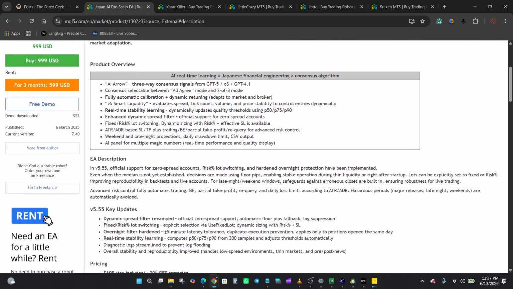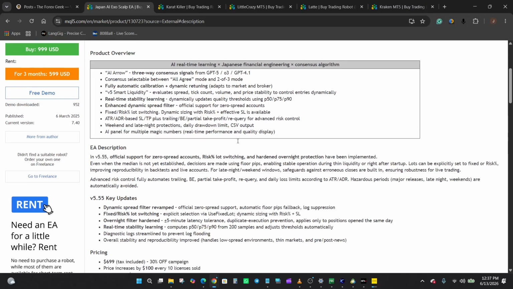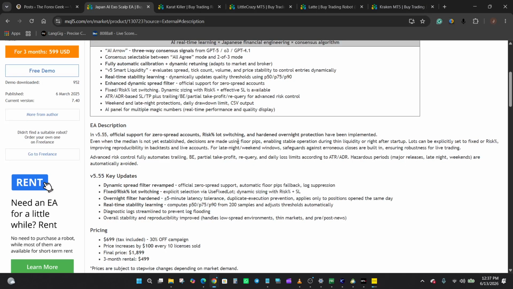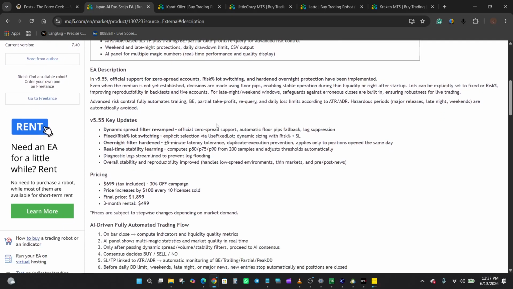The system also includes protective controls such as spread filtering, overnight and weekend protection, and daily drawdown limitations according to the description. It actively avoids high risk periods like illiquid market conditions or major instability windows, and it can pause or close positions automatically during those times.